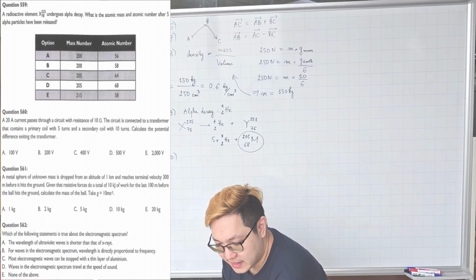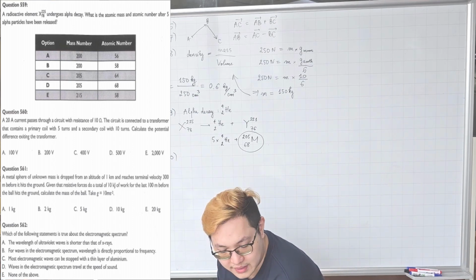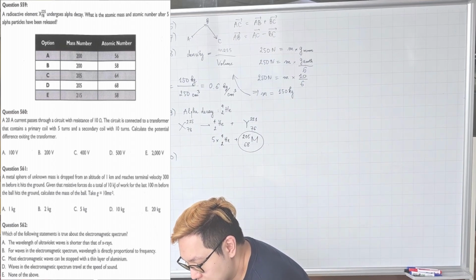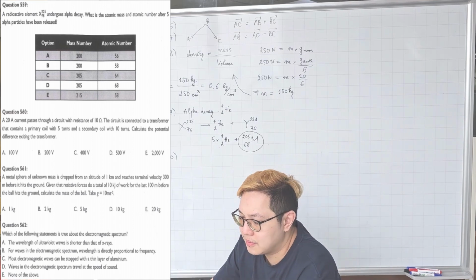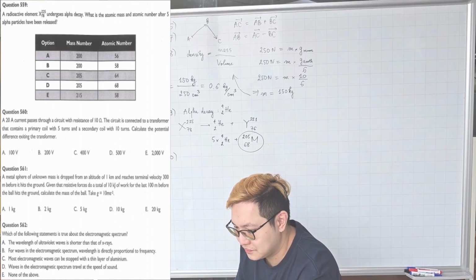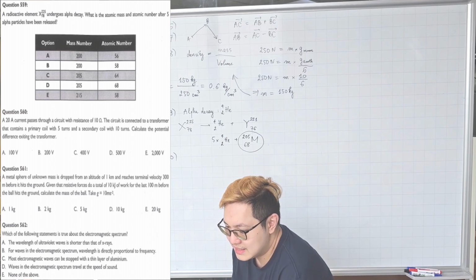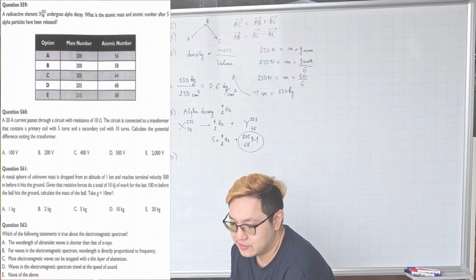The circuit is connected to a transformer that contains a primary coil with 5 turns and a secondary coil with 10 turns. Calculate the potential difference exiting the transformer.